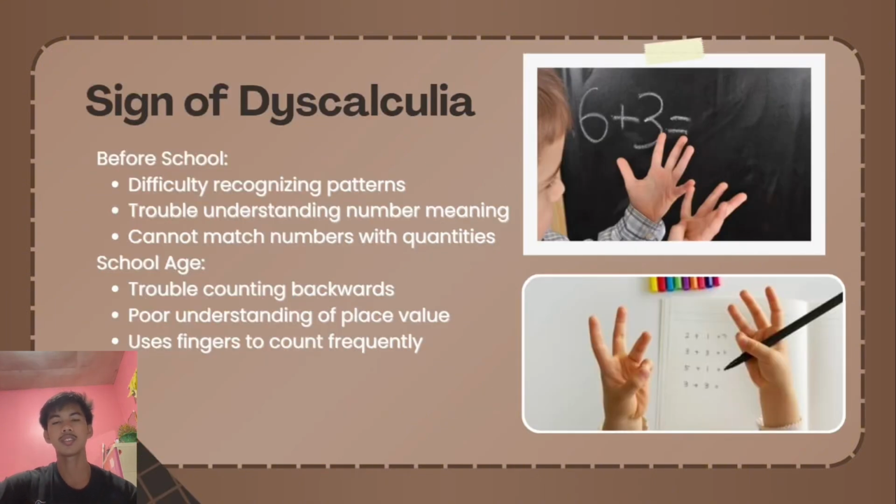So here are the signs of dyscalculia. It can appear at an early age. The first is before school. Children may have difficulty recognizing patterns, understanding number meanings, and matching numbers with quantities. While during school age, they may struggle with counting backwards, understanding place value, and often rely on their fingers when counting. So these are the early indicators that a child may need support in math.